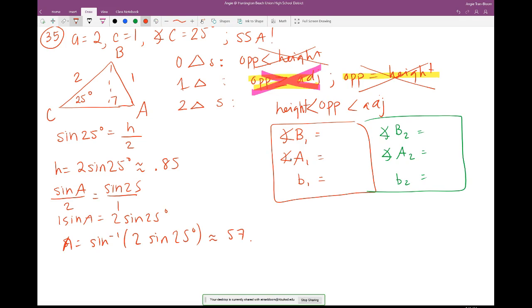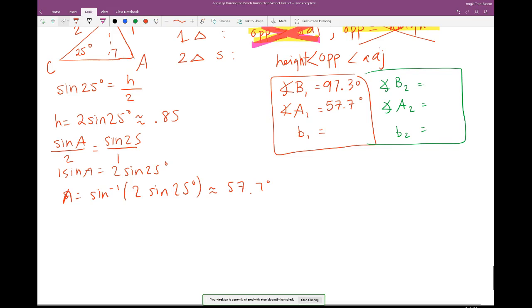57.7. Okay, bubbles. All right, so that is my A. 57.7. All right, B. 180 minus A1 and minus 25. So what's B? 97.3. Thank you. Then I need to use that to find little b, right?